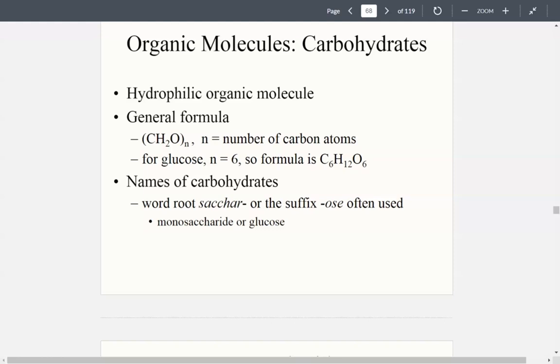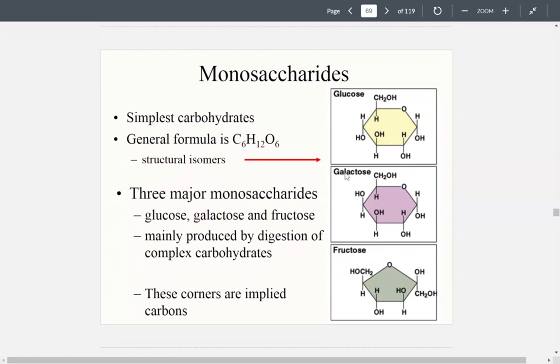As I've mentioned, we tend to call the monomer a saccharide. So if you see a monosaccharide, we are talking about a single sugar. Disaccharide, 2 sugars. Polysaccharide, many sugars. But we also like to use the suffix ose, O-S-E, which means full of. So if you see ose, it's usually an indicator we're talking about a carbohydrate.